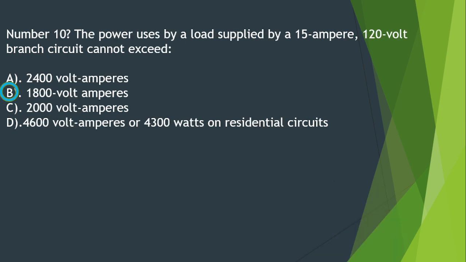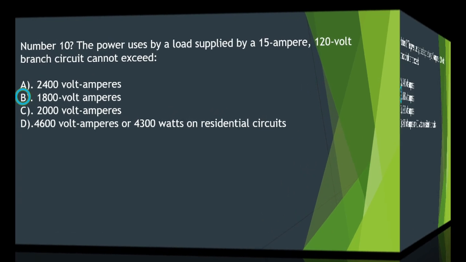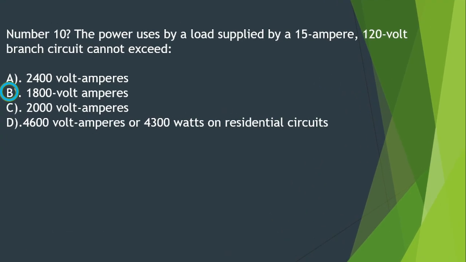Number 10. The power used by load supplied by a 15 ampere 120 volt branch circuit cannot exceed A. 22,400 volt amperes, B. 1,800 volt amperes, C. 2000 volt amperes, D. 4600 volt amperes, or 4300 watts on residential circuits? And the answer is B. 1800 volt amperes.